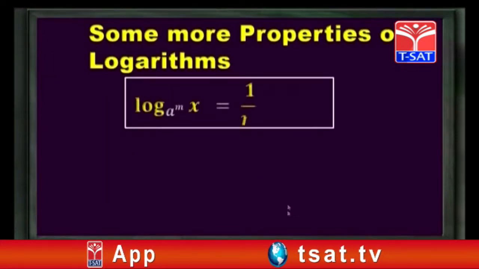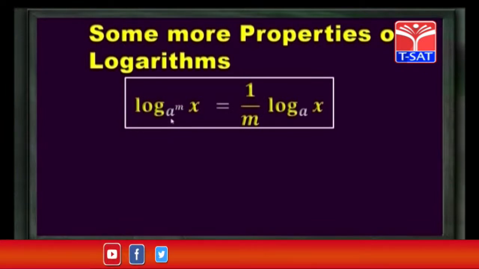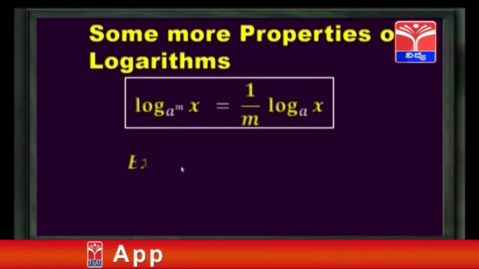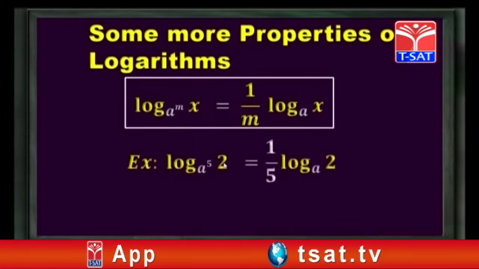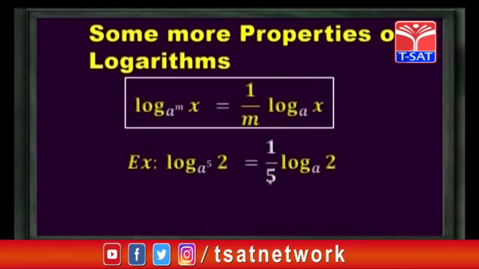Some more properties of the logarithm, log x to the base a power m. So here if you observe, the power is in the base. So whenever the power is in the base, it will come as 1 by m log x to the base a. Let us take one example, log 2 to the base a power 5. So here power is there in the base, so it will come in the denominator of the coefficient of logarithm, which is equal to 1 by 5 log 2 to the base a.